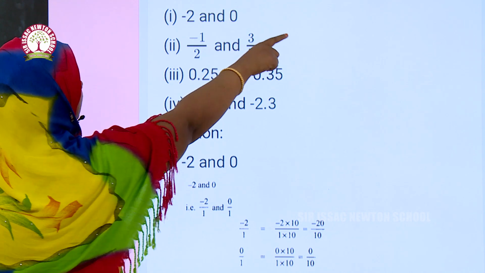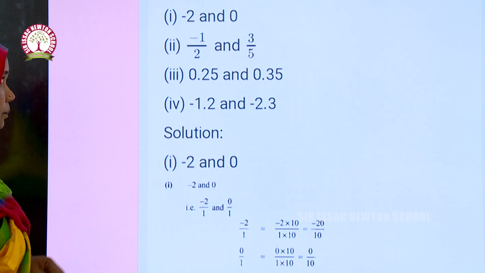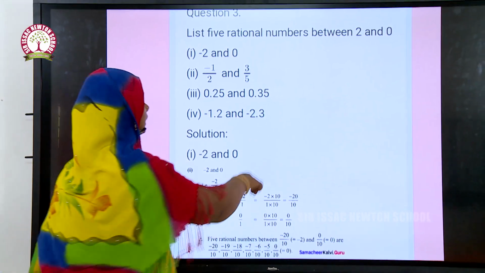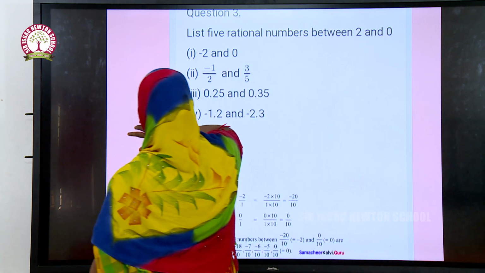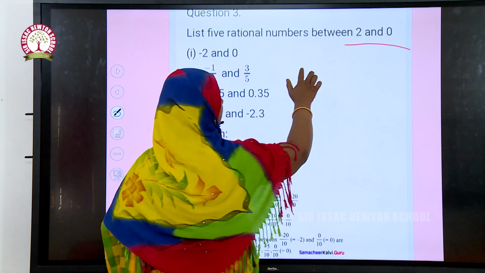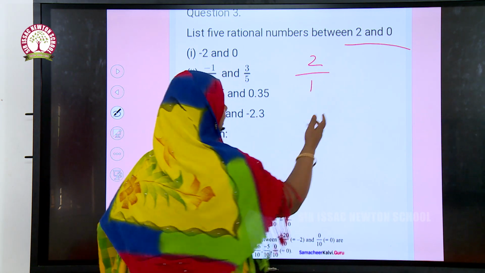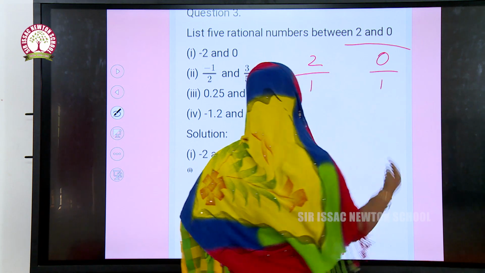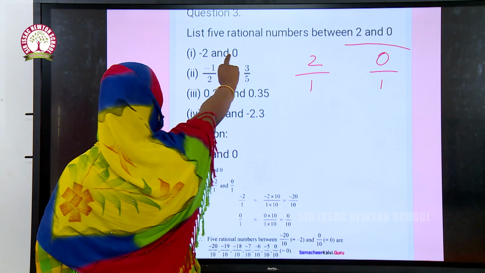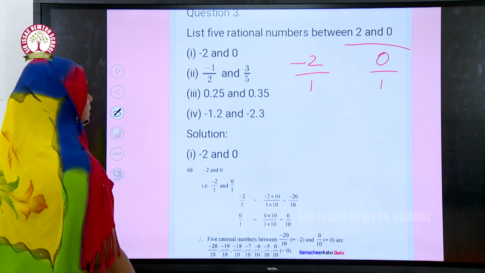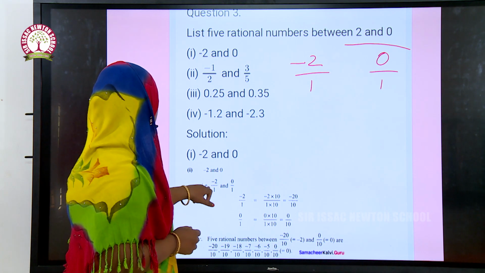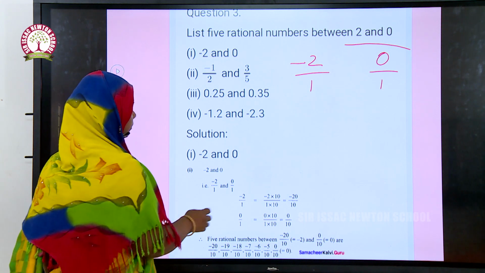Next, list 5 rational numbers between minus 2 and 0. The numbers they have given are minus 2 and 0. First write these in rational form: minus 2 by 1 and 0 by 1.